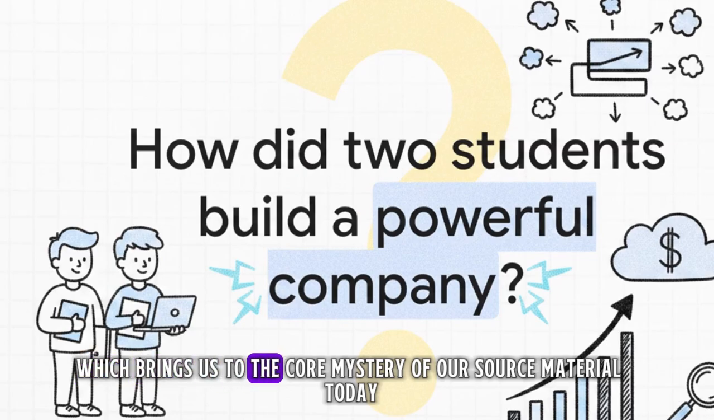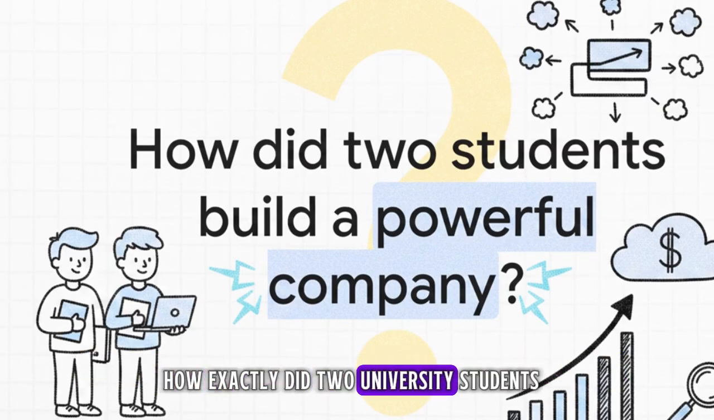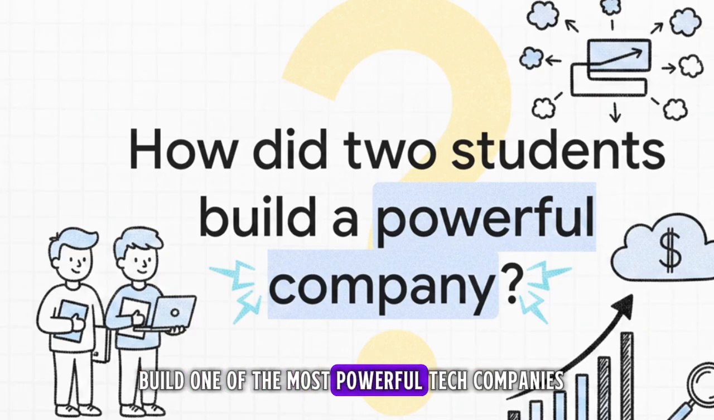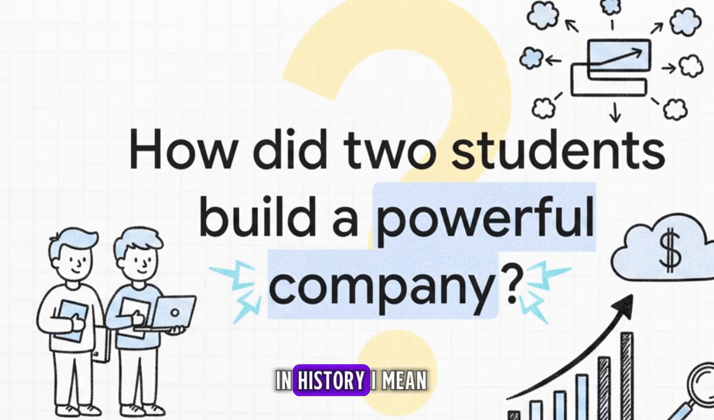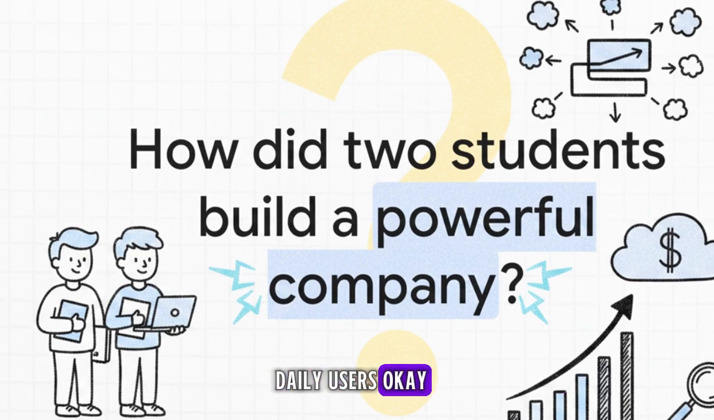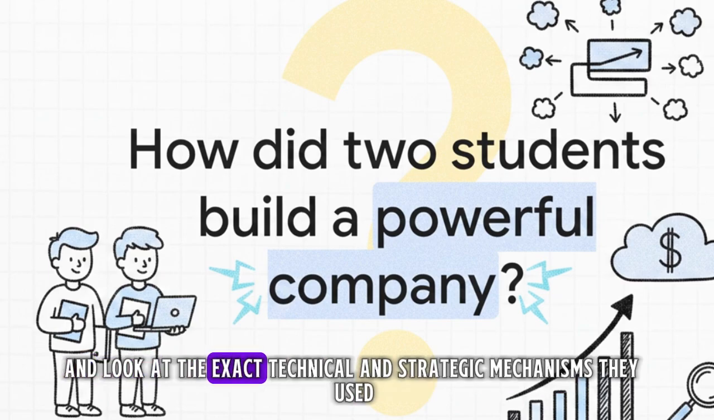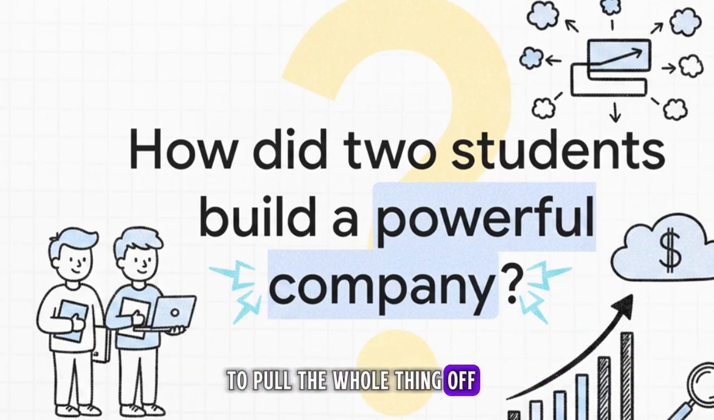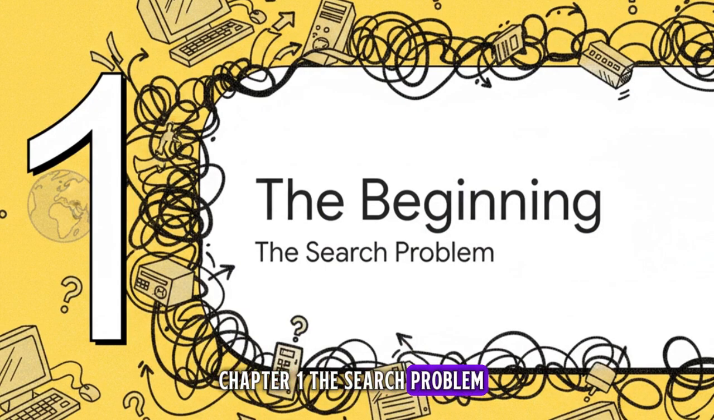Which brings us to the core mystery of our source material today. How exactly did two university students build one of the most powerful tech companies in history? I mean, how do you scale from a single dorm room server to billions of deeply integrated daily users? Okay, let's dive into this and look at the exact technical and strategic mechanisms they used to pull the whole thing off. Chapter 1, The Search Problem.